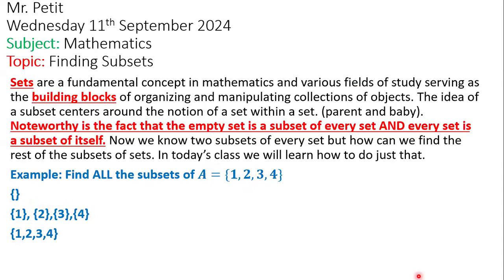Okay, so we're trying to find the subsets of A. We already know that the empty set is a subset of A because the empty set is a subset of all sets. And we already know that the set itself is a subset of A because every set is a subset of itself. Now we need to figure out the rest of the subsets. We know that we could use singleton sets. So the set that contains one, the set that contains two, the set that contains three, and the set that contains four are part of the subsets of A. But we're not done. We could figure out some other subsets, right?